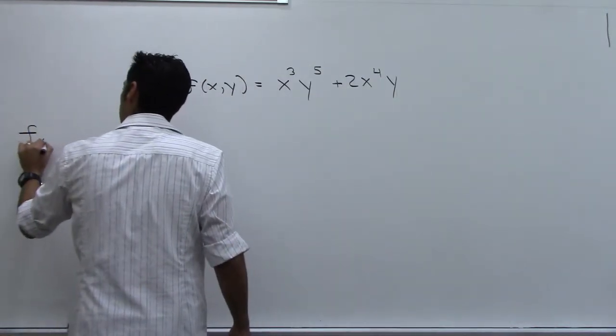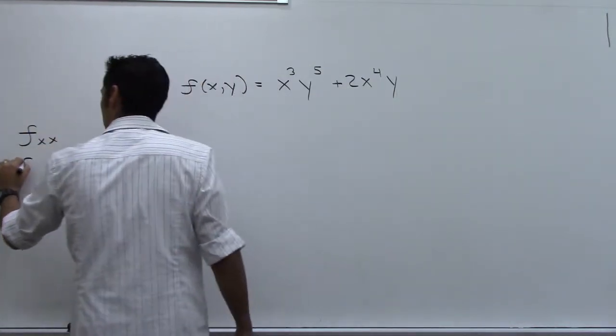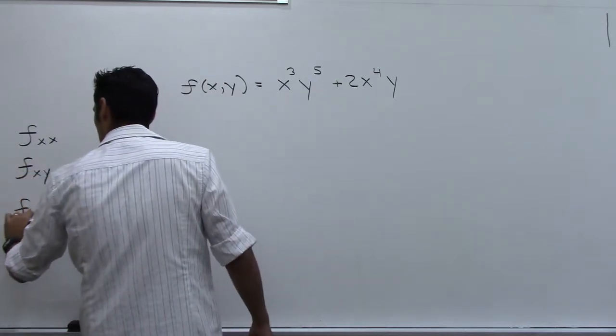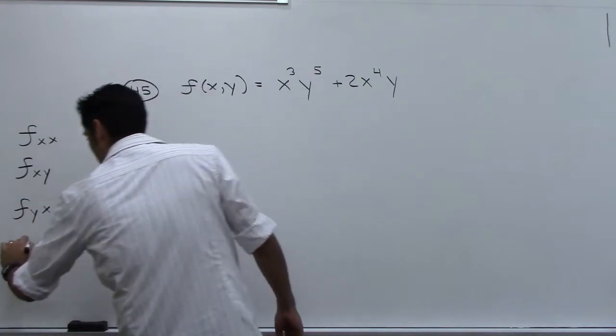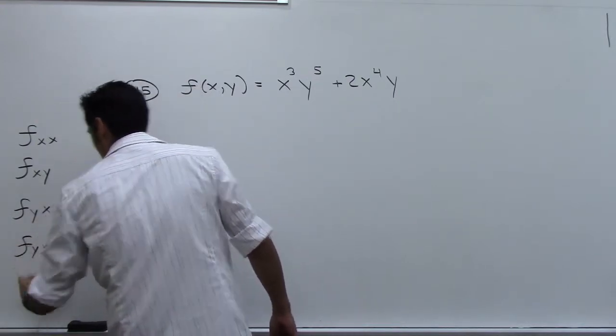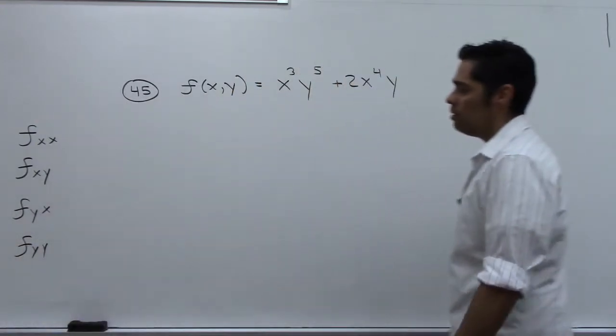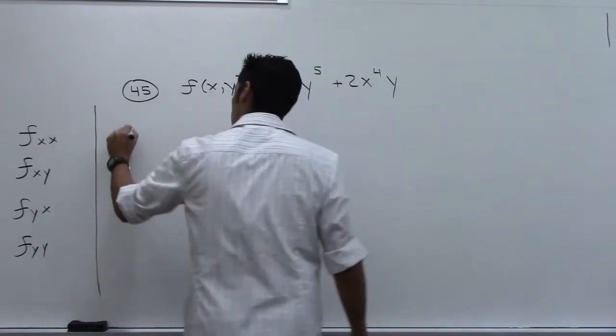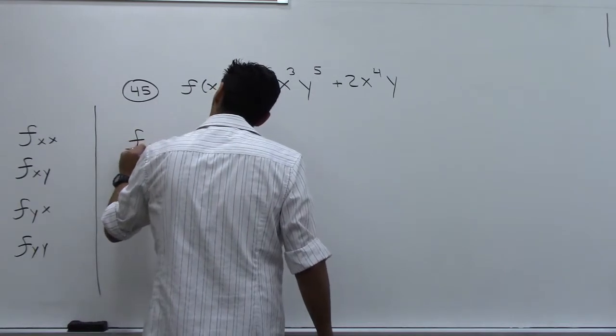Partial of f with respect to x and then x again. Partial with respect to x then y. The partial with respect to y then x. And then the partial with respect to y and then y again. So we want to know what those are. So let me start off by first finding the partial of f with respect to x.